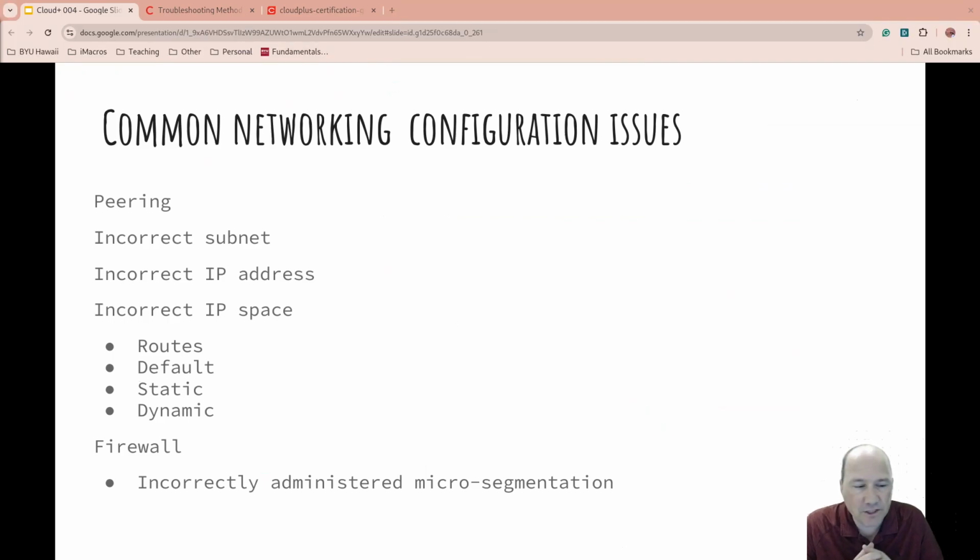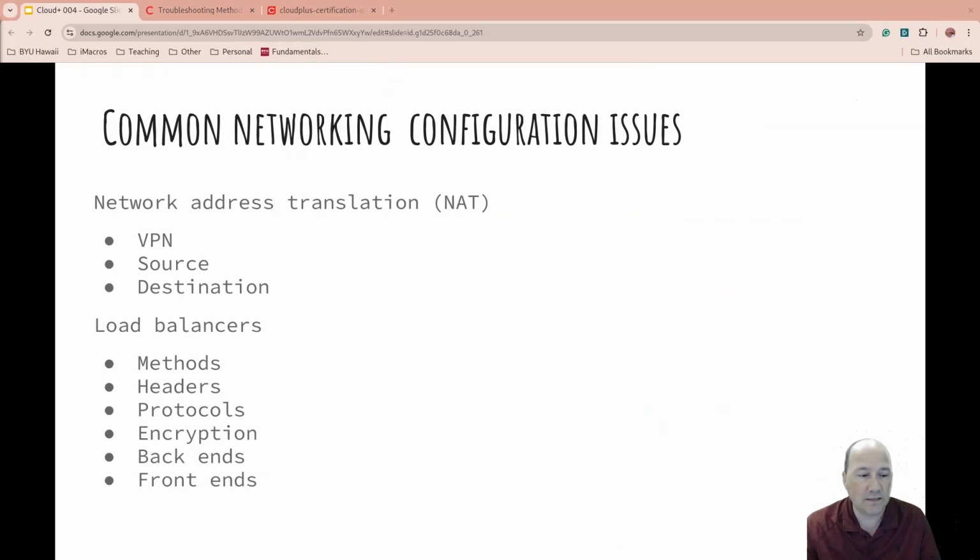Common network configuration issues. Maybe you're not setting up peering well. Maybe you have an incorrect subnet, incorrect IP address, IP space, so the route's not set up properly. There are some defaults that are wrong, static versus dynamic. Maybe the firewall is not set up properly and is incorrectly administered, or there's microsegmentation that's not working in your favor. Maybe there are some issues with network address translation.